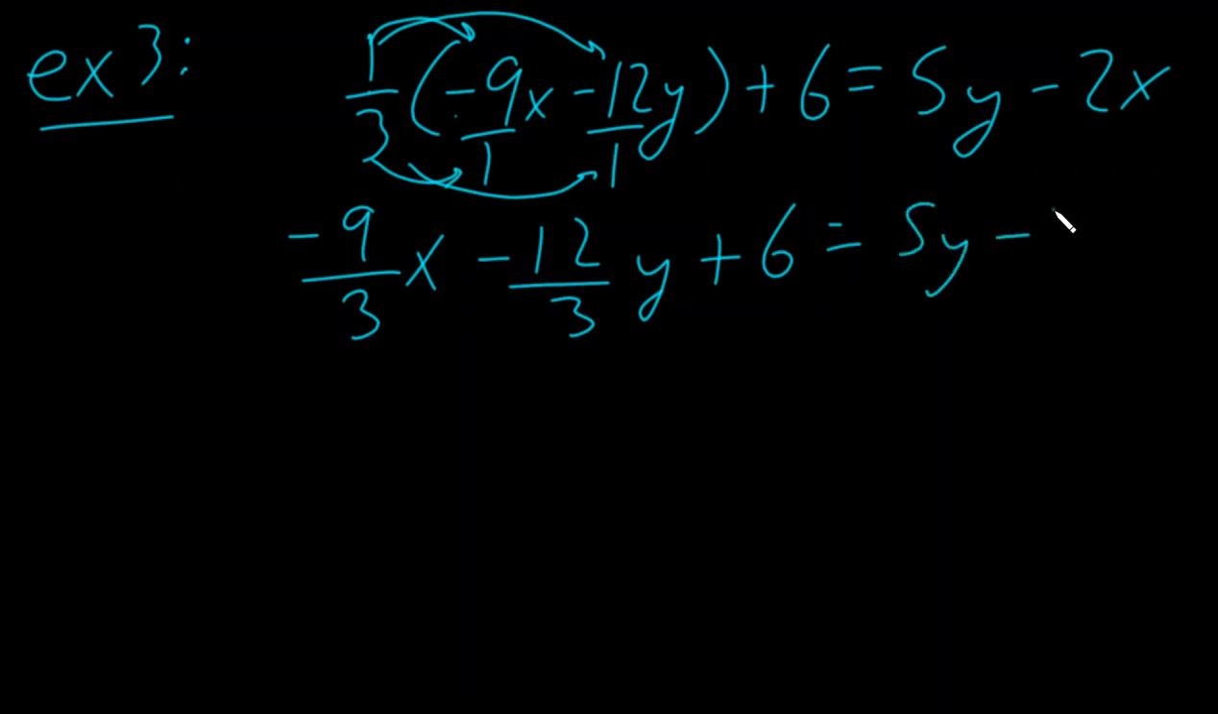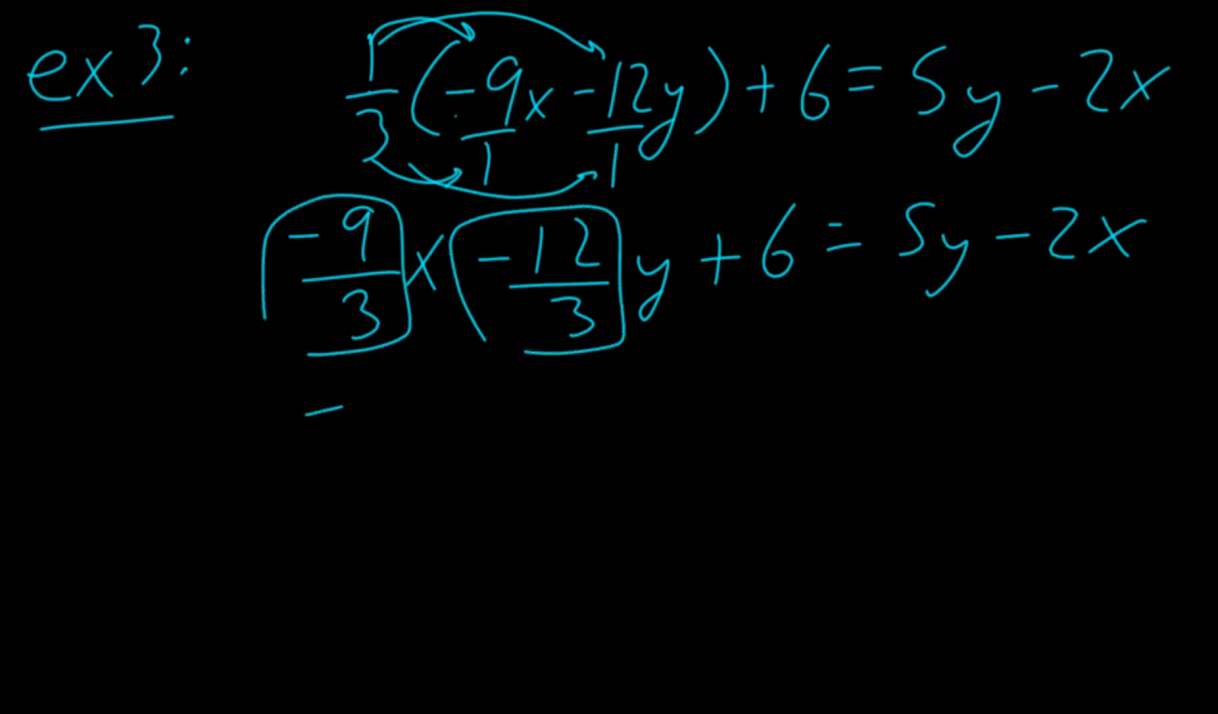Okay, now let's do a little bit of reducing. Negative 9 can actually be divided by 3, which is pretty handy. So we have negative 3x, and negative 12 over 3, well, that actually becomes negative 4y plus 6 equals 5y minus 2x.